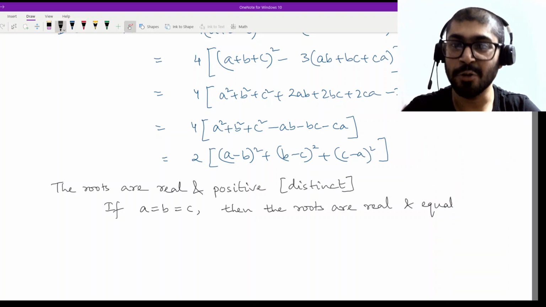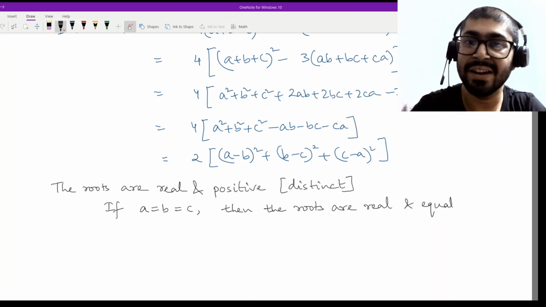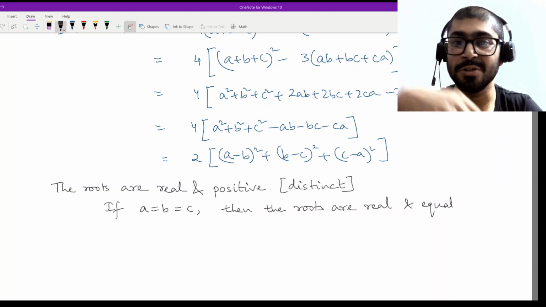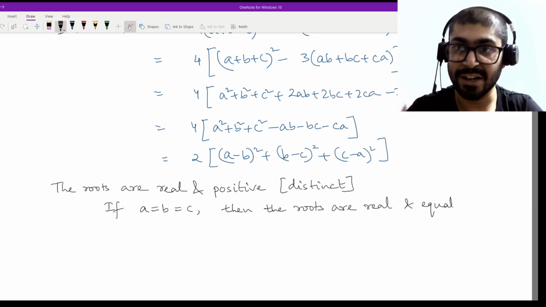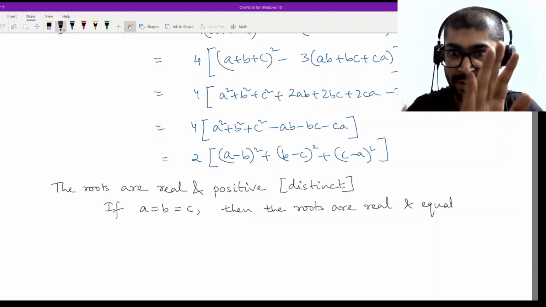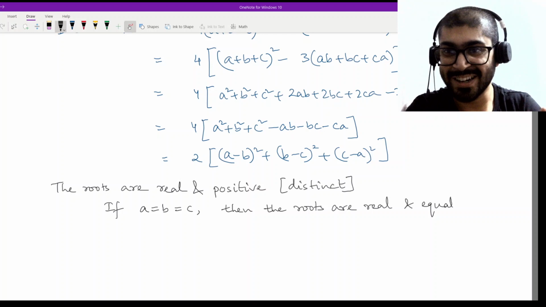Let's say a equal to b equal to c equal to minus 5, right? Then even in that case, all of the roots are real and equal, but they are not positive. Alright, the discriminant is positive. I hope you can figure this out. Let me explain a bit in Bengali for those who are watching from the state.